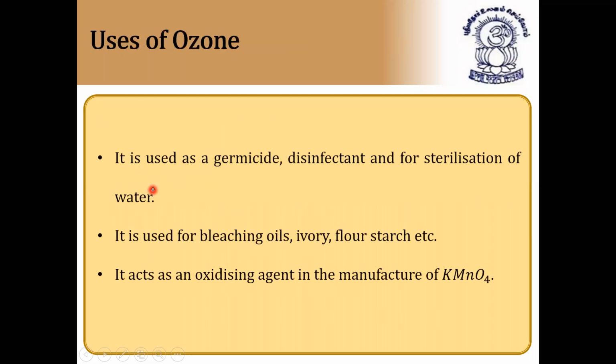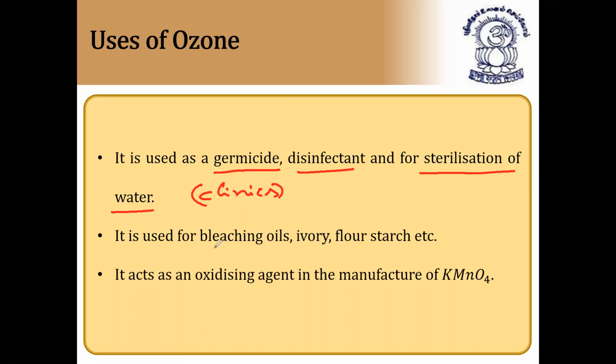Next, uses of ozone. It is used as a germicide, to kill insects in fields, as a disinfectant, and for sterilization of water. The sterilization of water is done in clinics so that they can keep all the disposable syringes. So ozone is used as a germicide, disinfectant, and for sterilization of water.